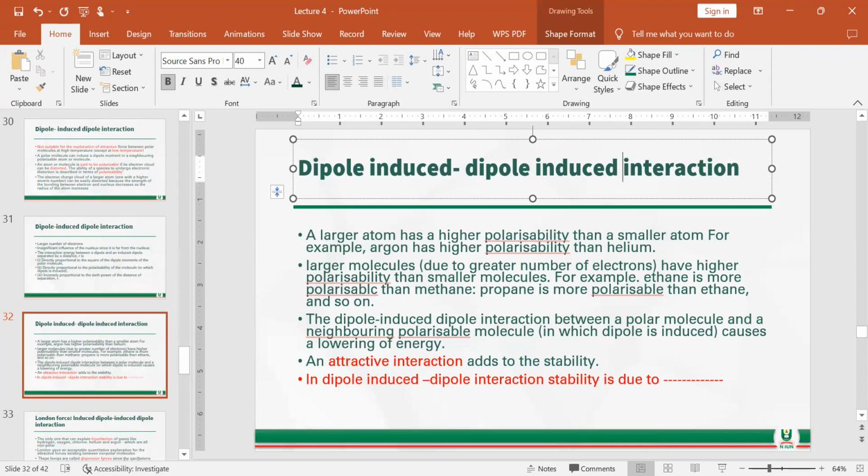For example, ethane is more polarizable than methane. Propane is more polarizable than ethane, and so on. So the larger one, the one with the higher carbon compound, will easily be polarized. So dipole-induced dipole interaction between a polar molecule and a neighboring polarizable molecule in which a dipole is induced causes a lowering of energy. It is an attractive interaction that adds to the stability. Stability is due to what? You can see the answer there.